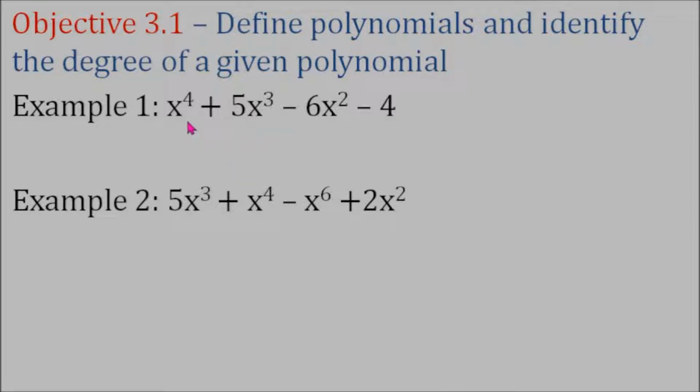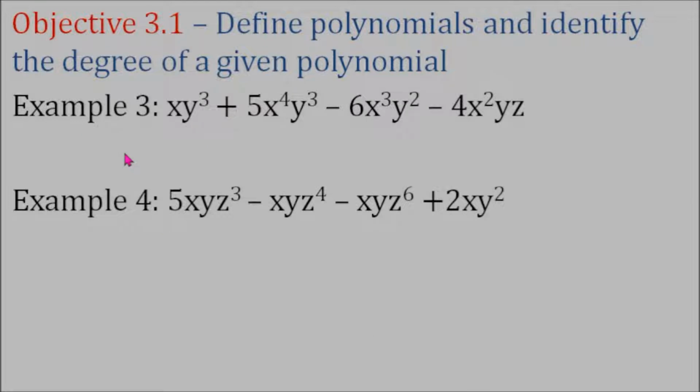Example number 1, x to the power of 4 plus 5x cubed minus 6x squared minus 4. So the degree of a polynomial is just the highest exponent. So in example number 1, it's 4. And in example number 2, if we are going to look at our polynomial, the highest exponent is 6. So the degree is 6. How about if we have many variables in each term of our polynomial?